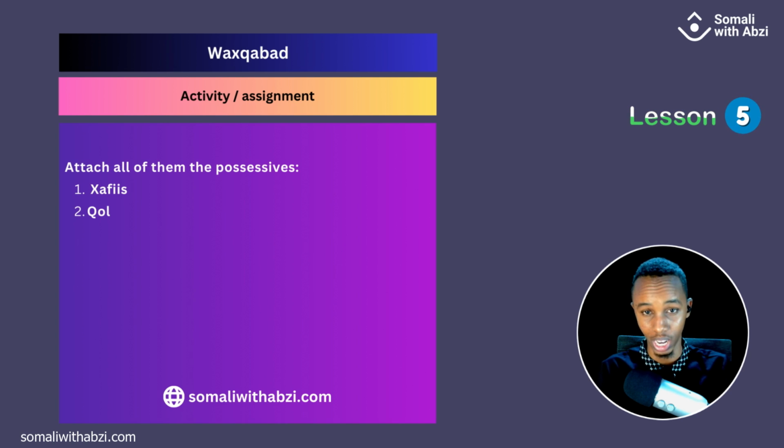And now let's go to the last section of our class, which is waxqabad, which means activity or assignment. So I'm going to give you two words. You're going to attach all of them, the Somali possessives. The first one is qol, the second one is hafiz. First, make sure to add the definite article, hafizka, qolka. Then you're going to say my, your, your plural, their, our, his, her.